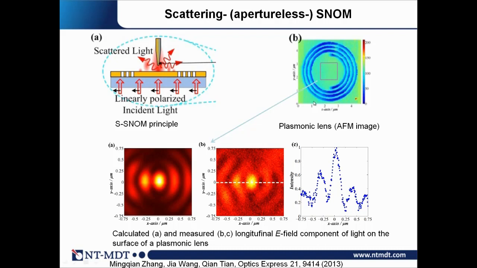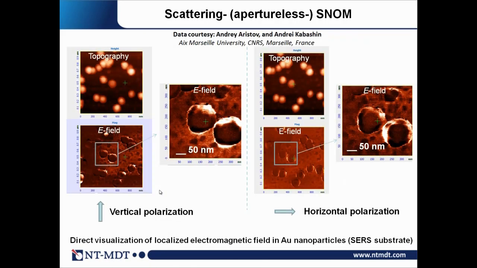This is an AFM image of a plasmonic lens, and this is the corresponding calculated intensity of the longitudinal component of the electric field of light in the very center of the disk, and this is the corresponding scattering SNOM image, and the experimental data corresponds very well to the calculation. So in scattering SNOM it is possible to do high resolution mapping of light on a sample surface, and it's my pleasure to show here this data coming from the group of Andrei Kabashin in Marseille, where they use the scattering SNOM technique to detect localized electromagnetic field radiation in substrates.